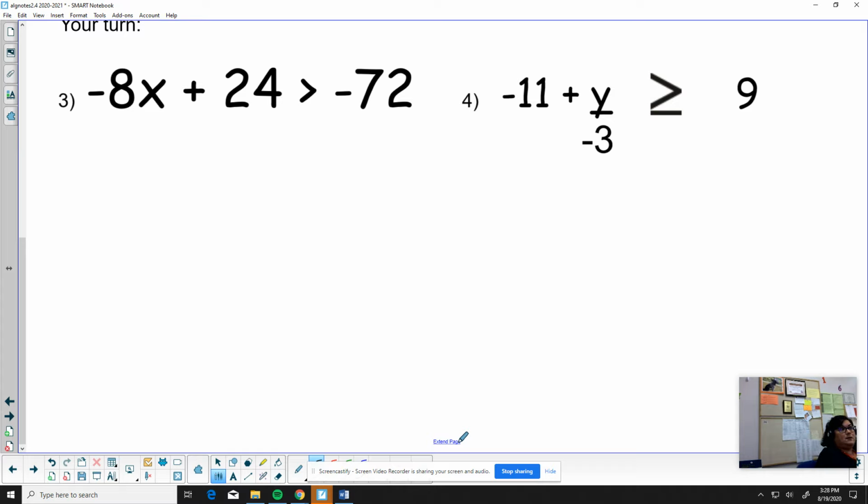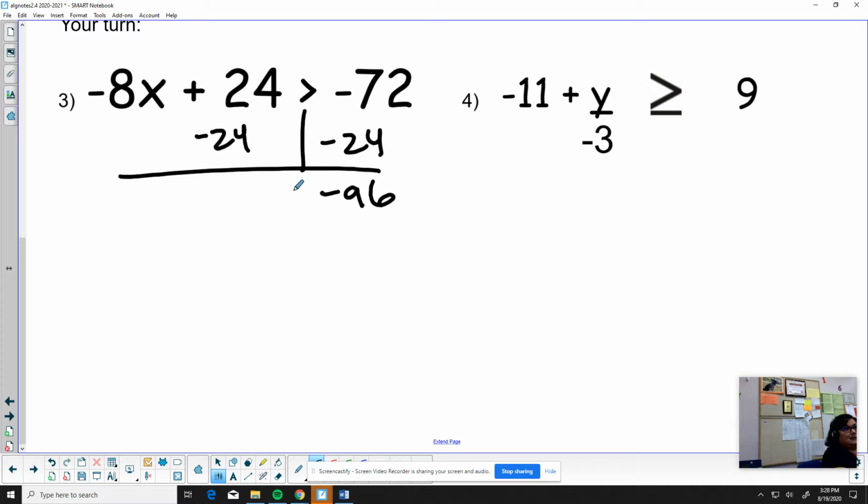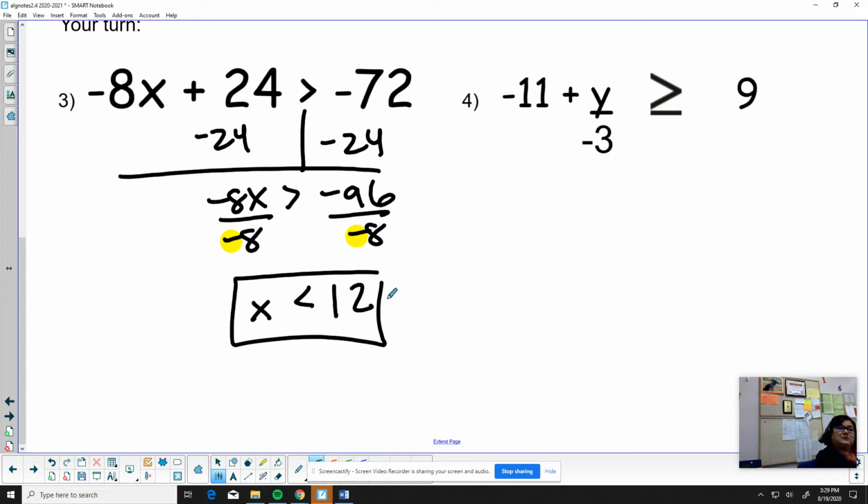So first I'm going to subtract 24 on both sides. That's negative 96. And then I have to divide by negative 8, which makes me flip the inequality to less than rather than staying greater than. So it becomes less than. And the two negatives make a positive. So there's my answer. x is less than 12.